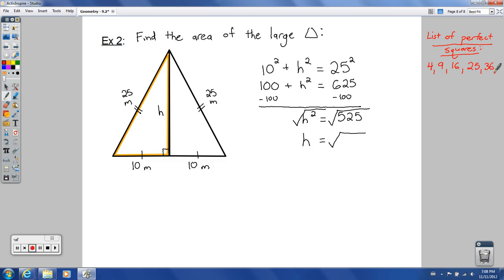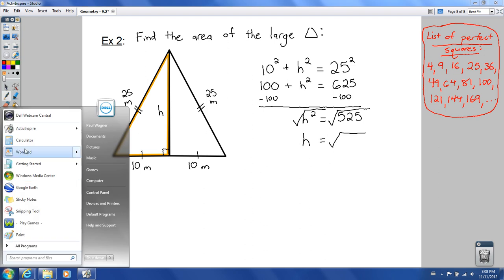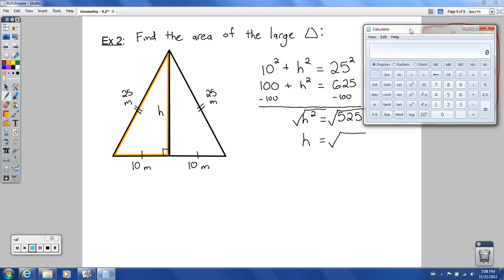So on. We get 36, 49, 64, 81, 100, 121, 144, 169, and so on. So this list would continue. This is mostly what we need though. So we just need to check this list of perfect squares. So let me show you how I would go about doing this with a calculator.